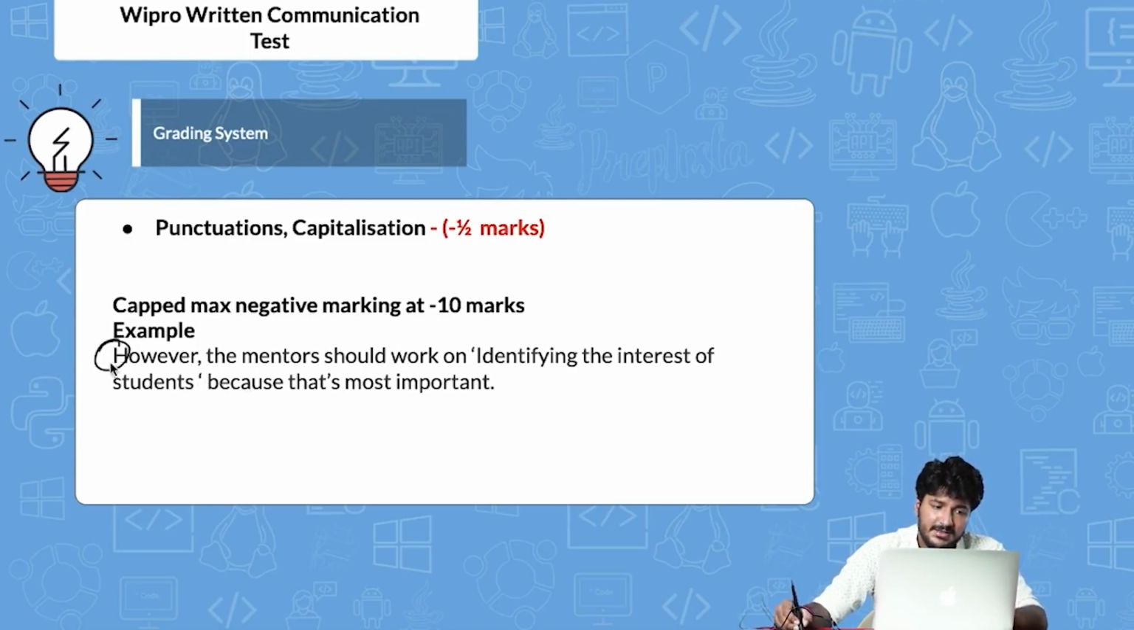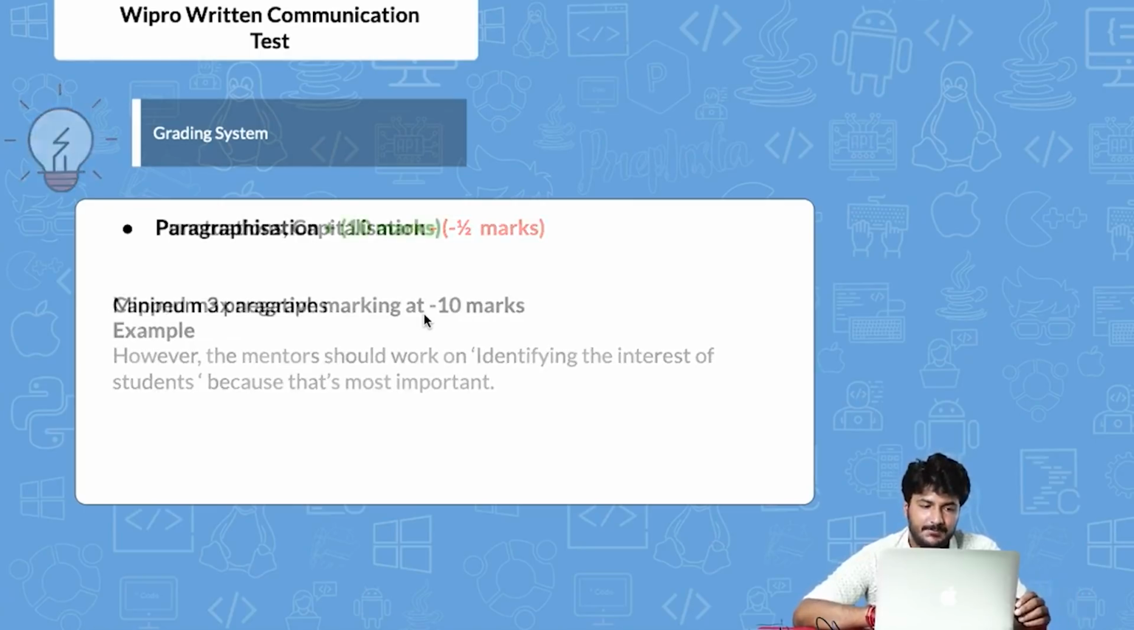Then the AI system is able to understand that the first letter should have started with a capital letter. If you do not start it with a capital letter, it is going to reduce marks, and then obviously a full stop, right? So in the editor that you're going to get, make sure that you properly enter all the formatting correctly. You do not make any punctuation and capitalization error, or you're going to get -1/2 marks for each and every error that you make, right?